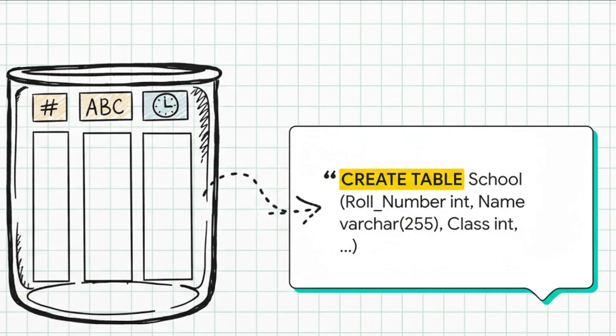This command, create table, is literally telling the database, hey, make me a new table and call it school. And all this stuff inside the parentheses, that's basically us drawing the column headers on a blank spreadsheet. We're setting up a spot for a roll number, a spot for a name, and so on. The structure is now officially built.